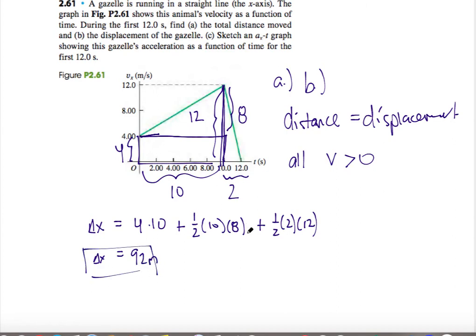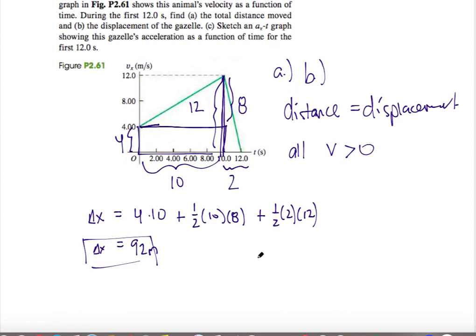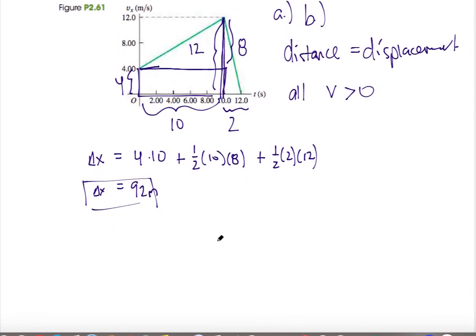So C says sketch an acceleration graph showing this gazelle's acceleration. I'm going to look at my graph and sketch the acceleration, which is just the slope of my velocity graph. I can tell the slope pretty easily for the first section. I go up by 8 in a time of 10. And actually I'm realizing I'm going to want a negative value at some point, so I have a negative and a positive. My positive part will have a value of 0.8 for 10 seconds.